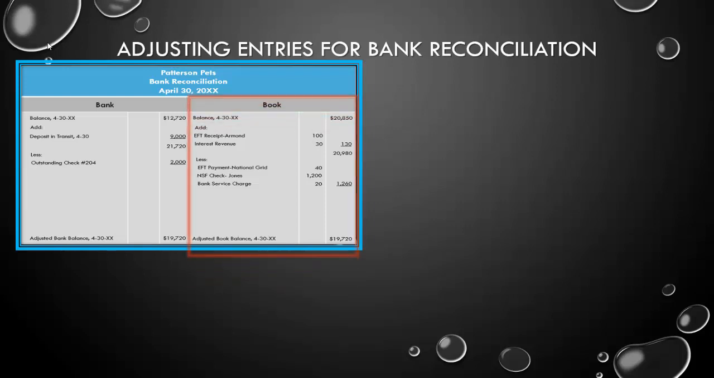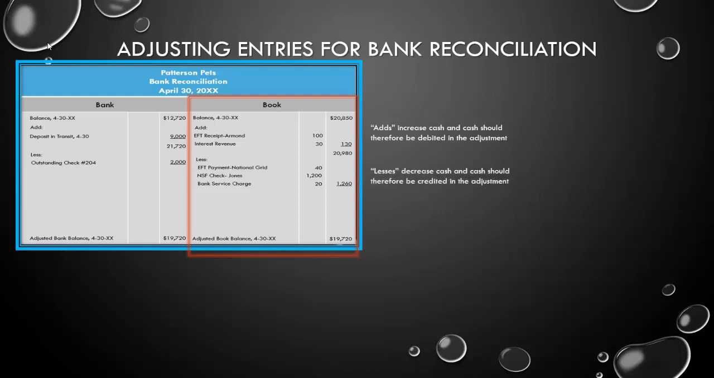We're not changing the bank's books, which means anything that's on the bank side of our bank reconciliation, we don't got to worry about. The bank's accountants can take care of those journal entries. We only care about the book side. And this is always going to be true: anything that is listed under the add section on your book side is increasing your cash, and therefore cash has to be the debit in the adjusting entry that you are making.